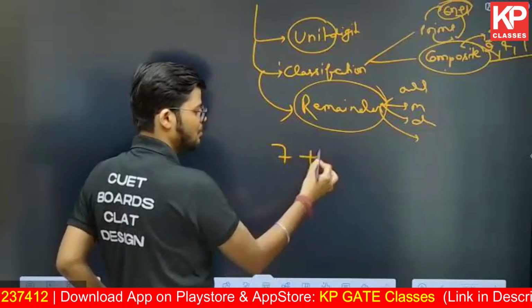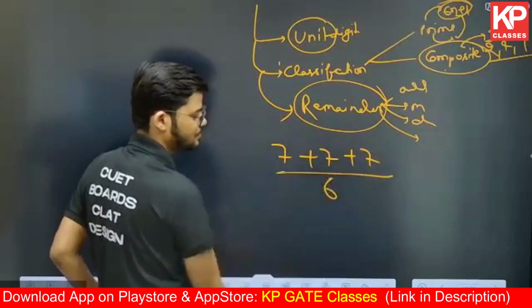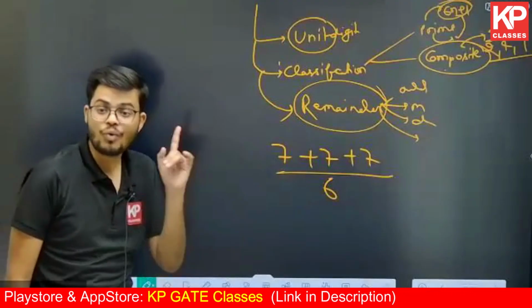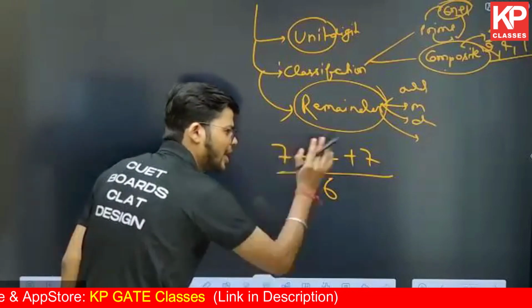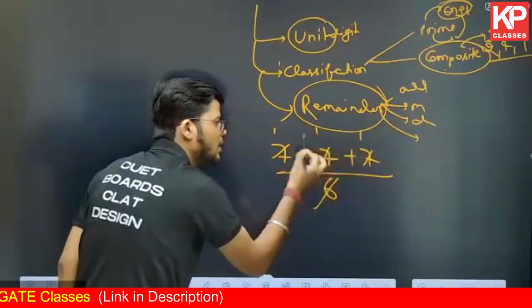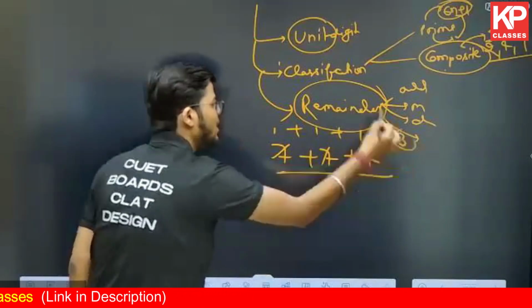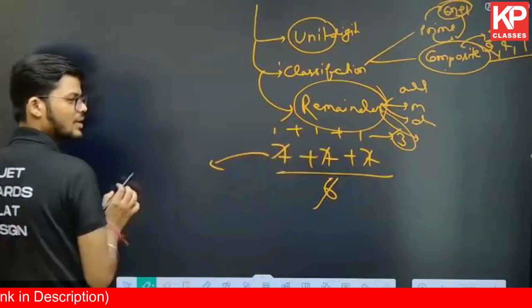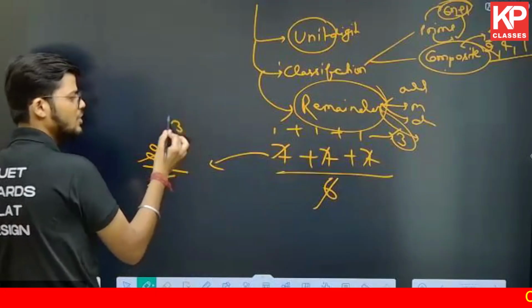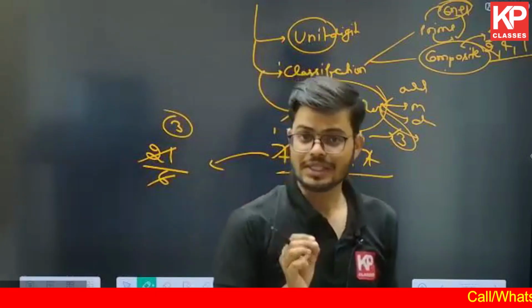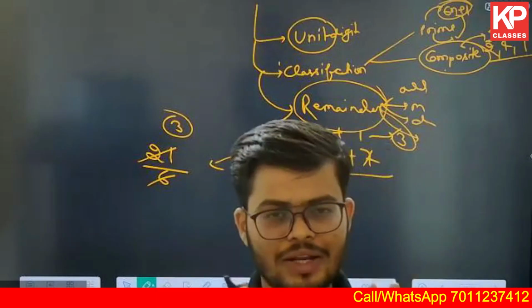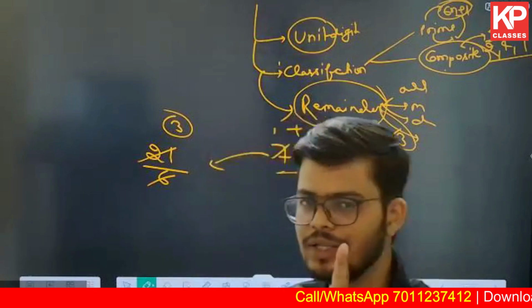Now, for example, if I say 7 plus 7 plus 7 divided by 6, what is the remainder in this case? I will divide each first, not add. Dividing each, I get remainder 1, remainder 1, remainder 1. Adding these three, the remainder is 3. Now add them first: 7 plus 7 plus 7 is 21. 21 divided by 6, 3 times 6 is 18, and the remainder is 3 also. That means in these kinds of questions, remainder is additive in nature. So you don't need to add all the numbers and then divide. You can divide each number and then add the remainders, and you'll get the same answer.